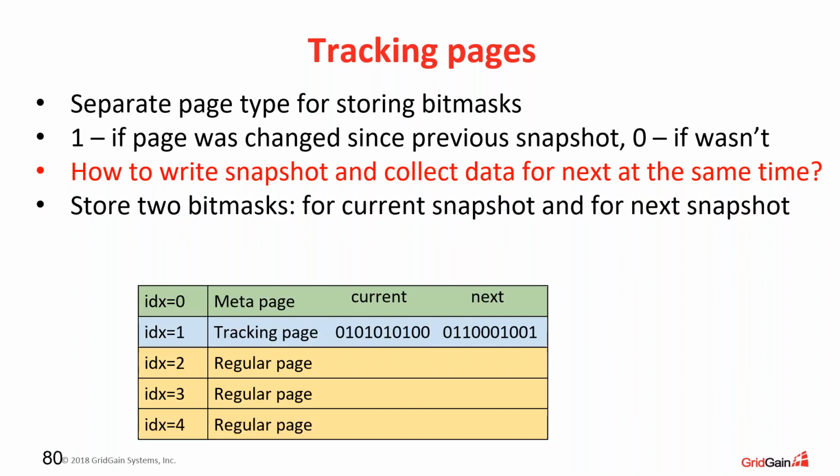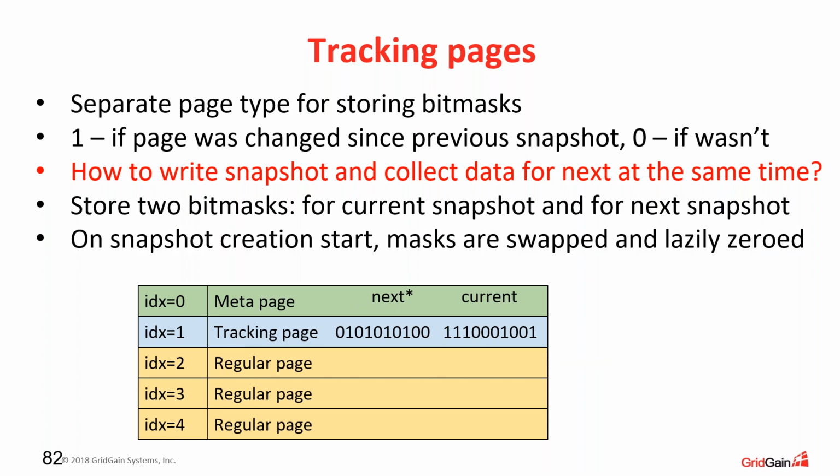How to do it in one bit mask? Speaking shortly, there's no answer for this question, and we just store 2 bit masks. One bit mask is for the current snapshot, and one bit mask is for the next snapshot. And what we do is, when a data update comes, we change a bit in the next snapshot bit mask. And when the operation of incremental snapshot creation starts, we invert these 2 bit masks.